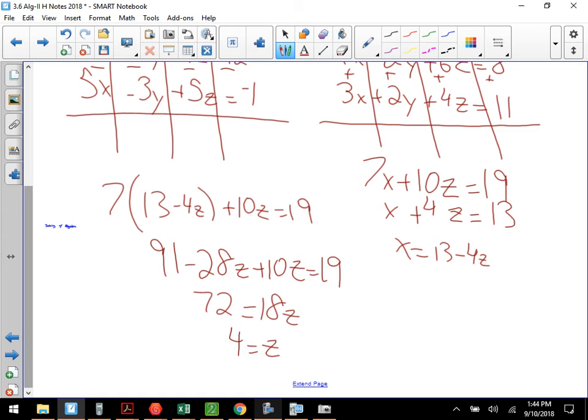And now, since you know z, what are you going to be able to find out? What x is, and since you have x and z, then you can find out. There you go. You have an ordered triple started. We know z is 4. All right, 13 minus 16 is negative 3. Very good. So x is negative 3.